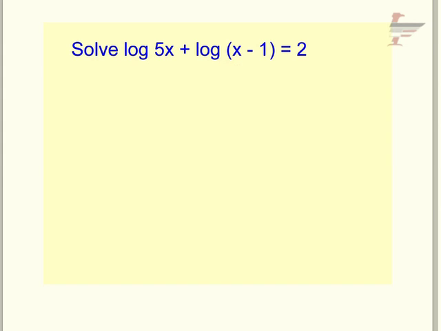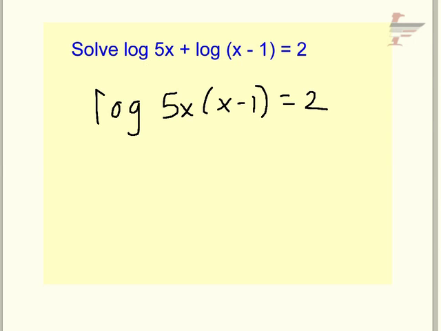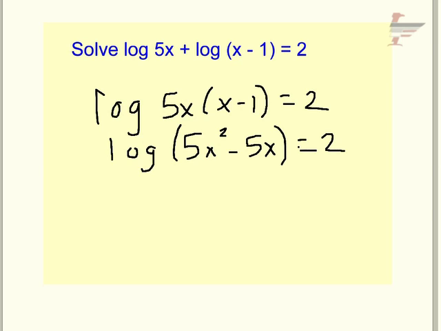Notice both the logs have the same base, and I am adding them together, so I could condense these two logs into one log with the product rule since I'm adding them together. So I'm going to start there. I'm going to do log of 5x times x minus 1 equals 2, which of course is log of 5x squared minus 5x if I distribute that through. And then I'm stuck in log form. I've got down to my isolated log here, and I'm going to exponentiate both sides.